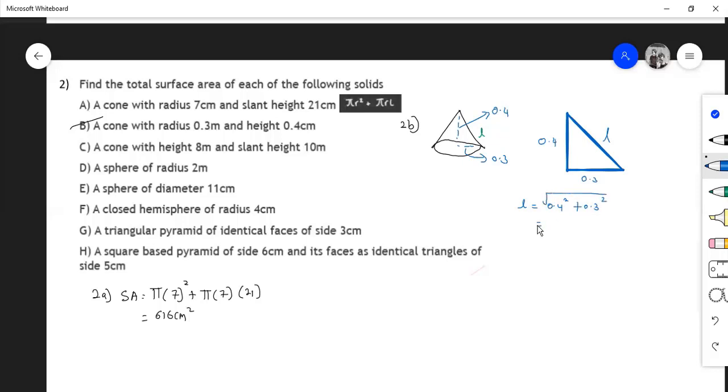Okay, 0.4 square plus 0.3 square. Then you set the answer. You're going to get your slanted height as 0.5 meter. Done. So now we've got a slanted height. We can actually substitute in our formula.